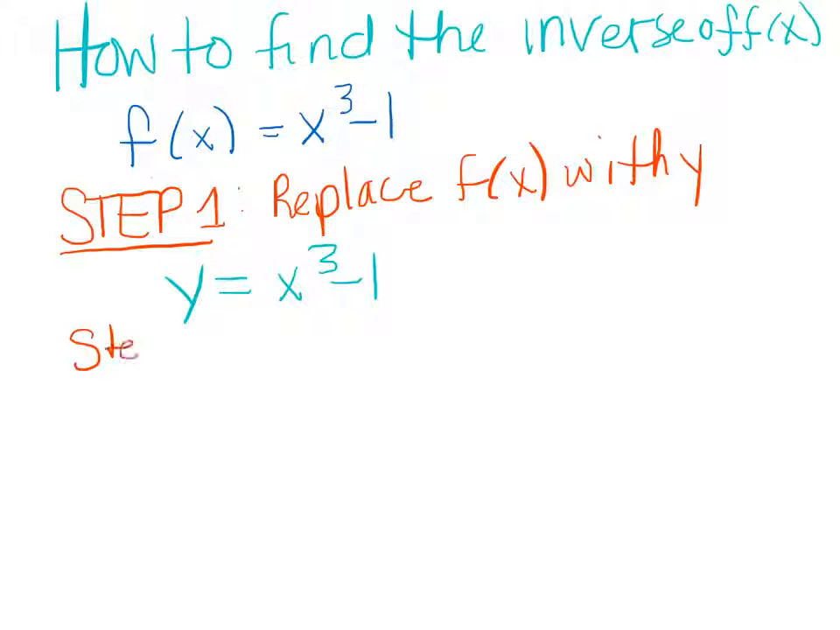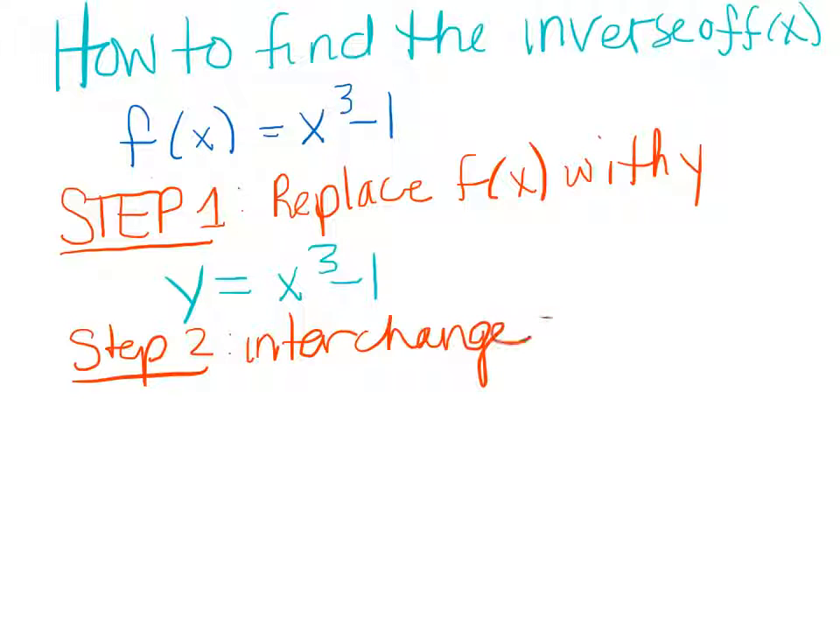Step 2. You actually interchange the x and y variables. So what you do is wherever you see a y, make it an x. Wherever you see an x, make it a y. Okay? So that's a very artificial thing. There's no algebra in here. This is just an artificial process.